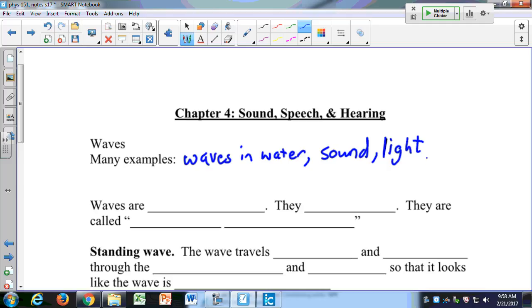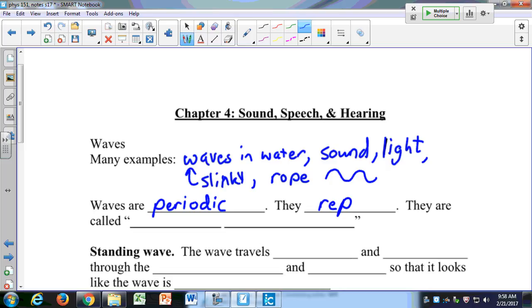Let's see, light. There are some other mechanical waves. They're sort of like the waves in the water. A slinky. We'll show you in just a second. Or a rope, like where you make a rope go like this. You ever do that thing with the big ropes, as an exercise? So those are waves. Waves are periodic. They repeat. That's what that means: a periodic something is something that repeats every period. They are called periodic waves.